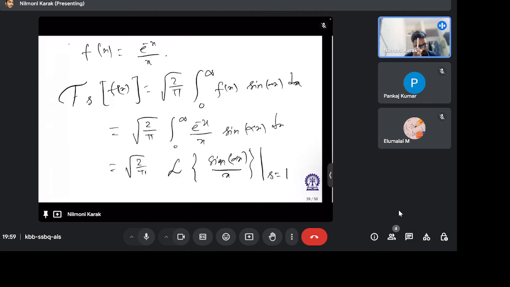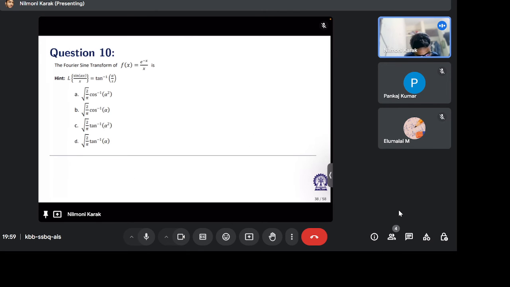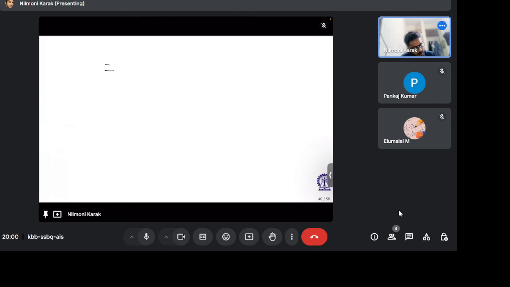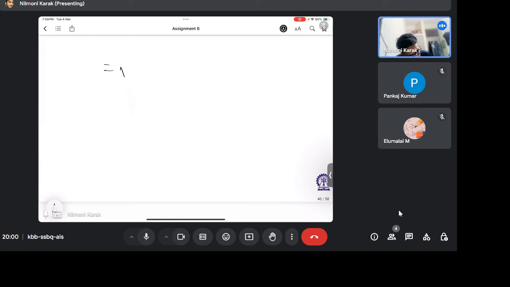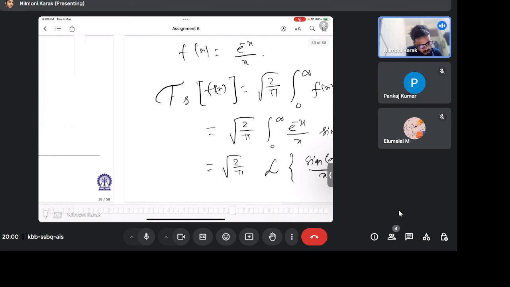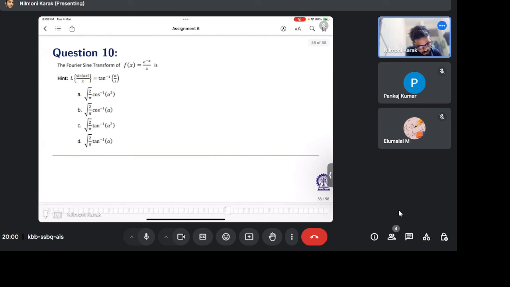Okay, so it is given that the Laplace transform of sin alpha x by x is tan inverse alpha by s. So root under 2 by 5 tan inverse alpha by s, and s equals 1. Finally, you will get tan inverse alpha. Okay, so this is the final answer: root under 2 by 5 times tan inverse alpha. So option D.